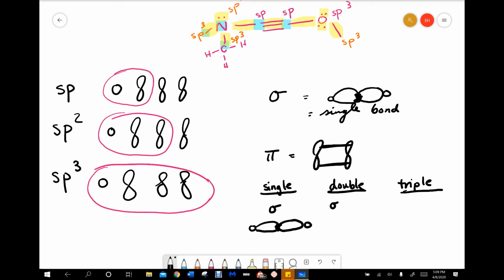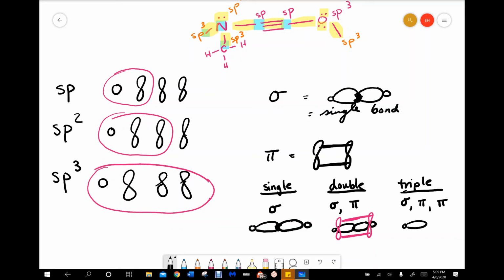So you're using your new hybrid orbitals to make that bond. A double bond consists of a sigma and a pi bond. So you'll have your sigma bond running through the middle there. And then your pi bonding going over the top and bottom. And then finally, you guessed it, for a triple bond, it has a sigma and 2 pi bond components.